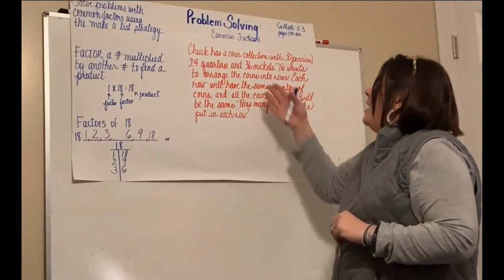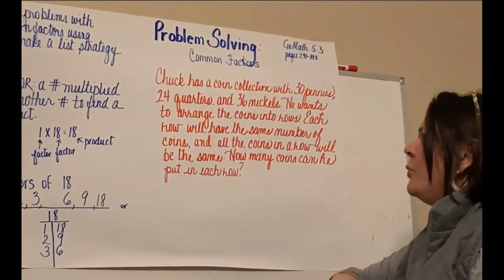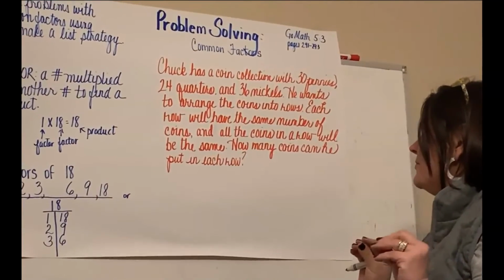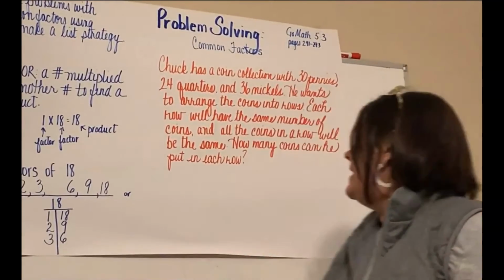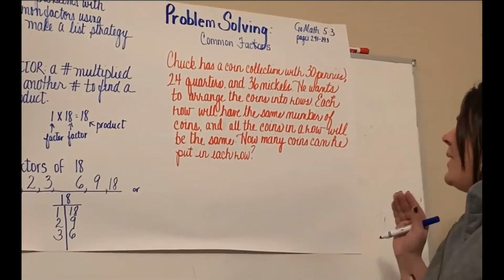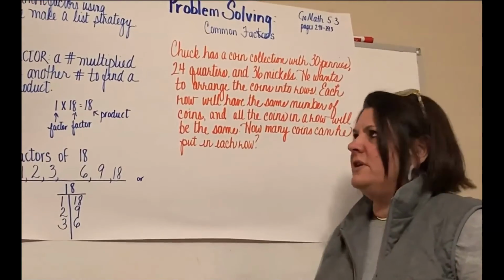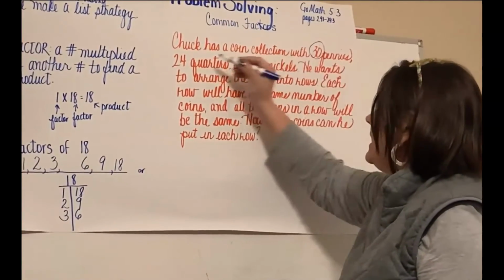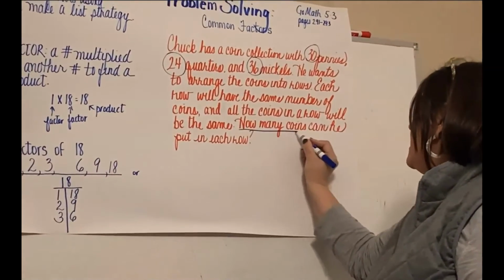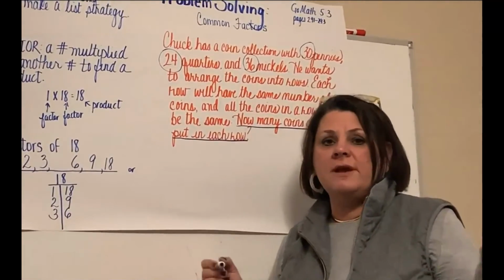So let's start. This particular problem says Chuck has a coin collection with 30 pennies, 24 quarters, 36 nickels. He wants to arrange the coins into rows. Each row will have the same number of coins, and all the coins in a row will be the same. How many coins can he put in each row? We know that all good math students circle important numbers: 30, 24, 36. We also underline the question to make sure that we're putting the correct label on it and we're finding the correct answer.